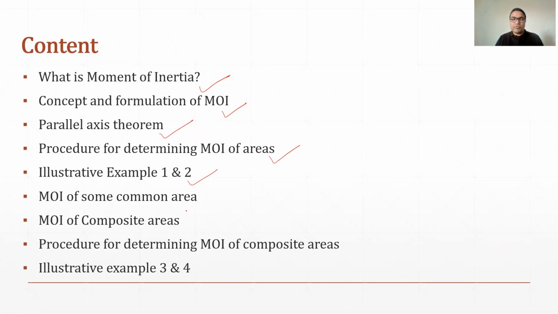Then we will talk about the moment of inertia of composite body, composite areas. Like in the previous lecture, we have tried to find out centroid of composite area, similarly, we will now try to find out the moment of inertia of the composite areas, and I will be showing you some moment of inertia formula for some common area, and we will see what is the procedure of determining moment of inertia of composite areas, and then we will try to understand how we find out moment of inertia of composite area by solving some more examples.